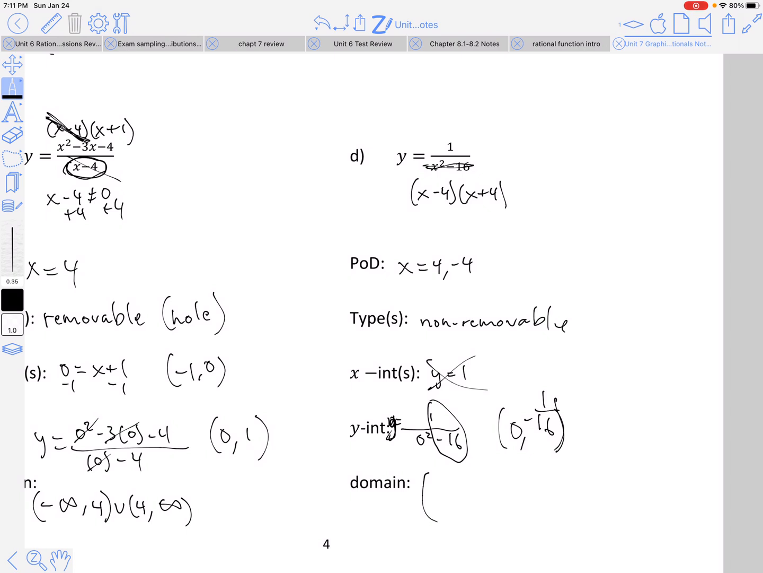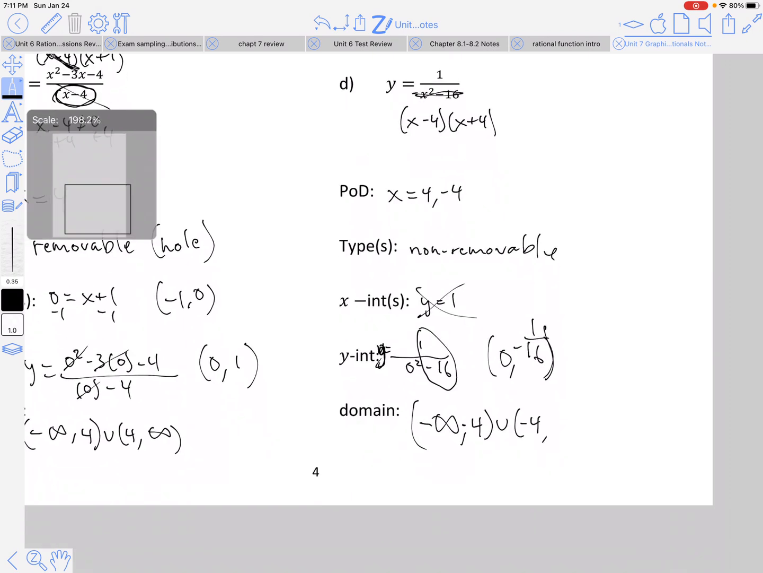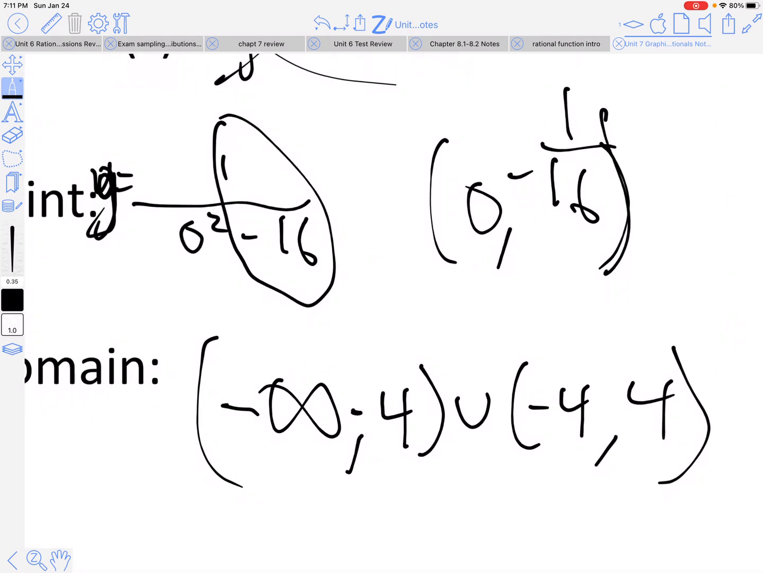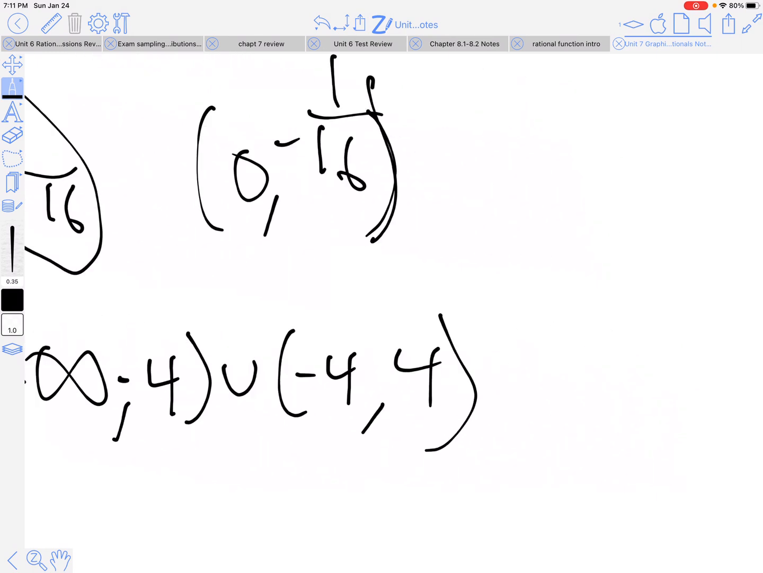Okay, so domain. I don't know if you noticed, but that graph went left and right a long ways. But at negative 4 and 4, some weird things were happening. Look at this domain. Choose any number between negative infinity and negative 4, plug it in for x, you'll get an answer. But at negative 4, we're going to jump over it, and jump over 4. So anything between negative 4 and 4, and then anything from 4 to infinity.